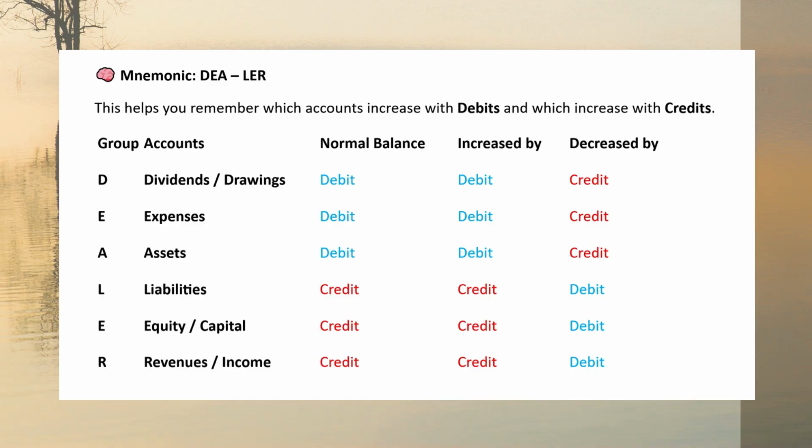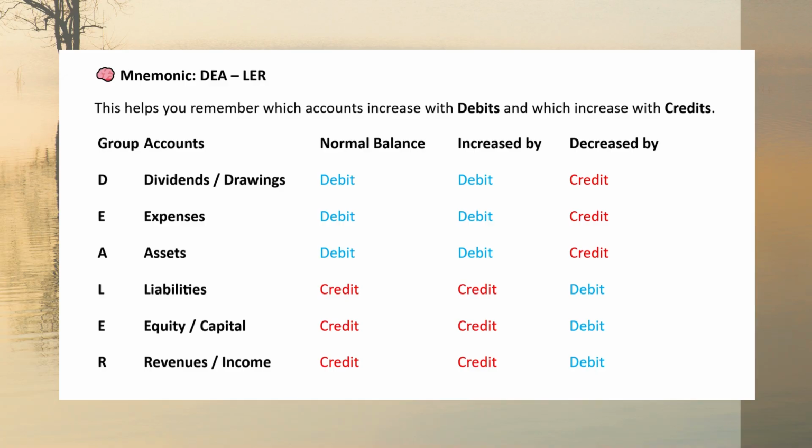Let's start with the left side of our mnemonic: DEA. D is for dividends or drawings. E is for expenses. A is for assets. These accounts have a normal balance on the debit side. That means, to increase any of these accounts, you debit them. To decrease them, you credit them. Example: if a company spends money on rent, an expense, we increase the expense account by debiting it. Or if it buys equipment, an asset, we increase the asset with a debit.